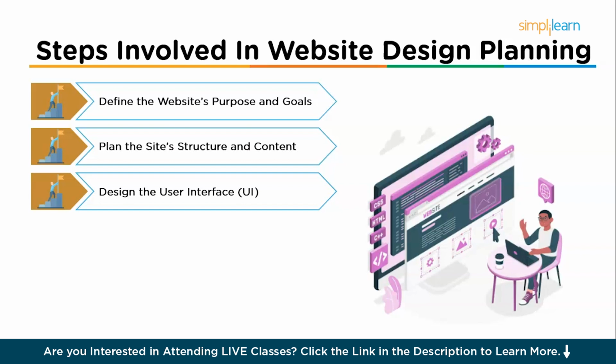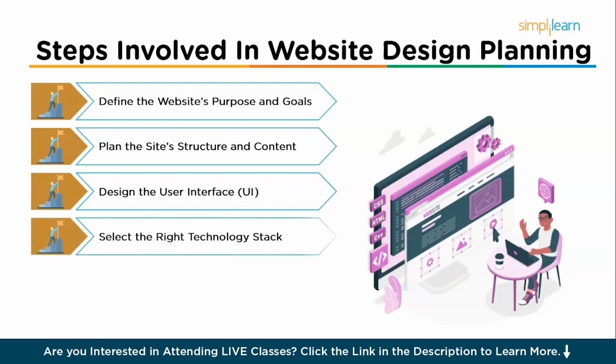The steps are visual style guide. Create a style guide that defines color schemes, typography, and visual components. Second is prototype design. Develop high fidelity prototypes to visualize how the site will look and function. The third one is usability testing. Test the design with real users to ensure that it's intuitive and functional.